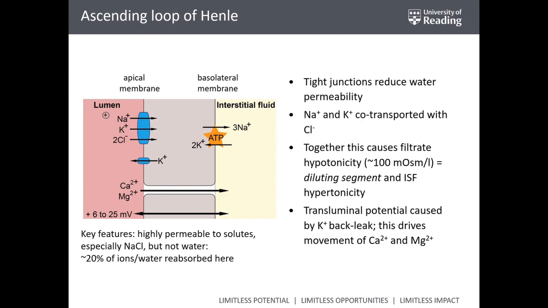So the movement of sodium, potassium, and chloride outside of the lumen in the ascending loop of Henle results in hypotonicity, reduced osmolarity of the filtrate, around 100 milliosmoles per liter. Okay, so this is called the diluting segment. While of course the interstitial fluid will become hypertonic.